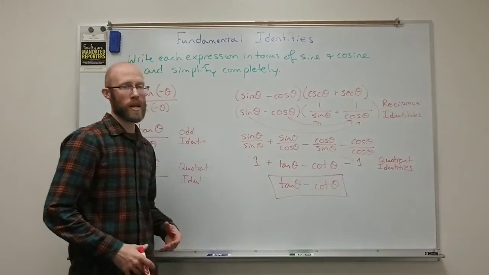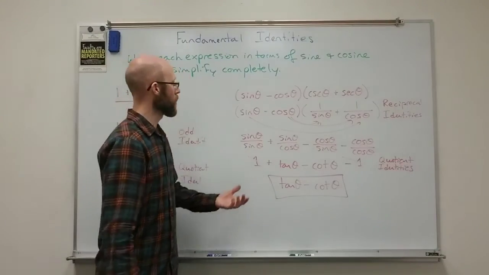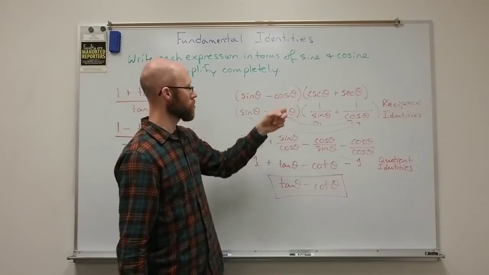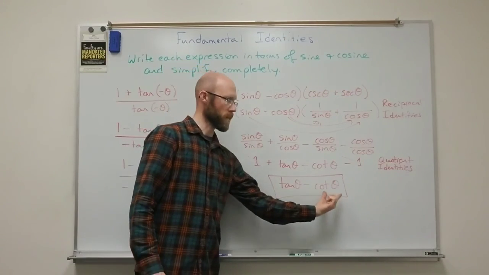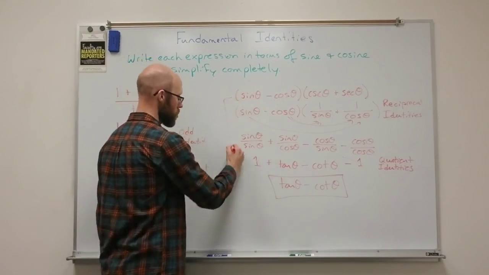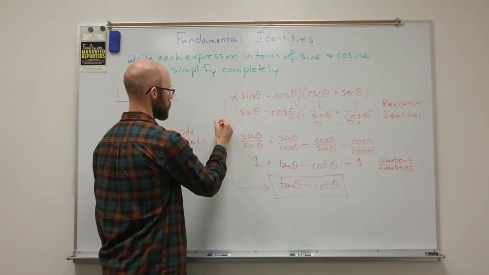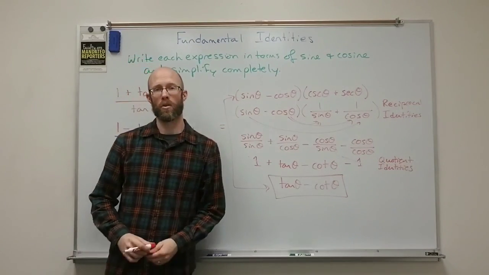So we've created now a new identity that says the sine minus the cosine times the cosecant plus the secant is equal to the tangent minus the cotangent. Again, these two expressions will be equal to each other.